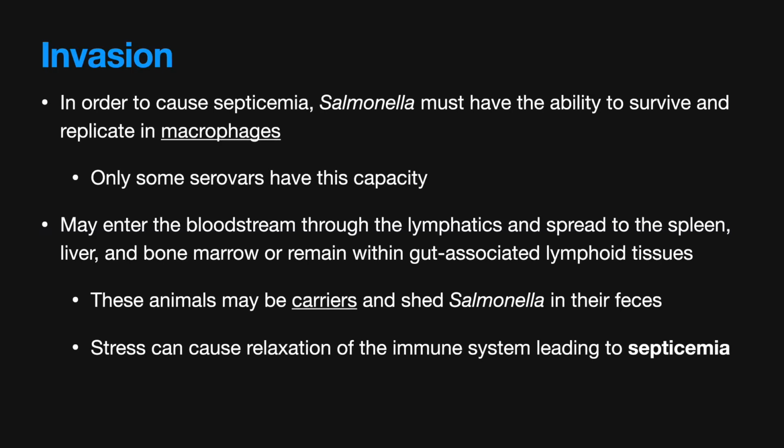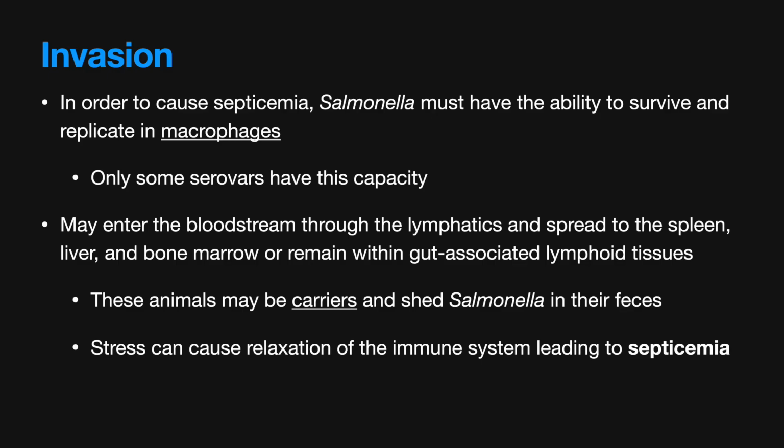In order to cause septicemia, Salmonella must have the ability to survive and replicate within macrophages. Only some serovars have this capacity. They can enter the bloodstream through the lymphatics. From there, they will either remain in the gut-associated lymphoid tissues or spread to the spleen, liver, and bone marrow. Affected animals may become carriers and shed Salmonella in their feces if their immune system adequately controls the pathogen. However, periods of stress can cause the immune system to relax temporarily, and allow the pathogen to proliferate, which would result in septicemia.